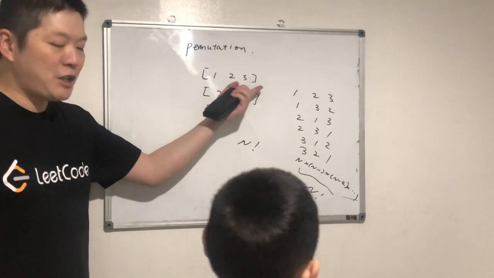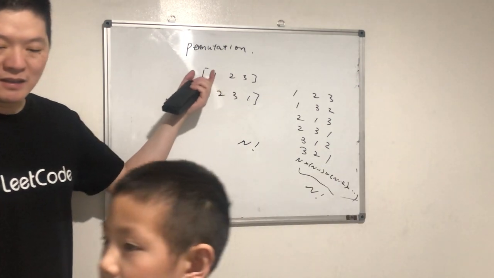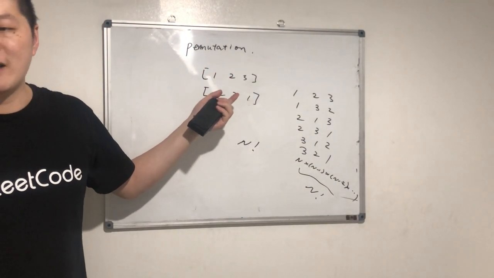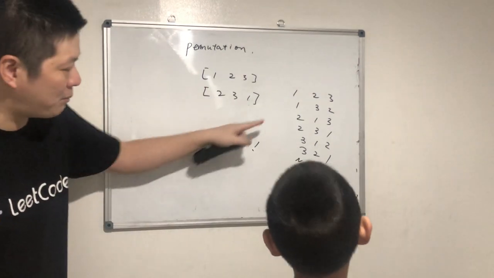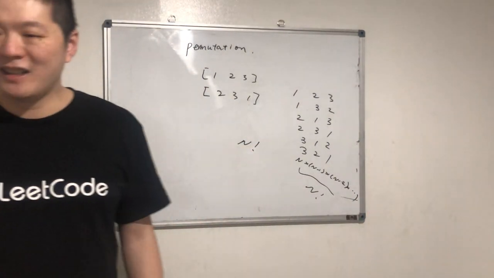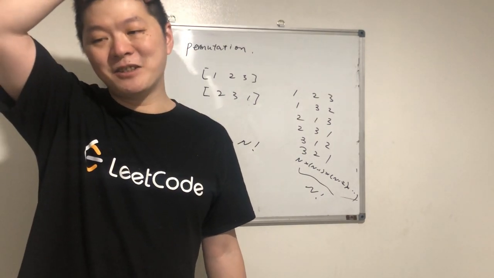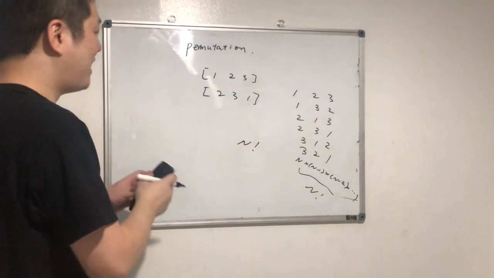So today the task is: given a list of unique elements, meaning it doesn't contain duplicates, you need to generate all these possibilities. Interesting? Any ideas? How are we doing this?